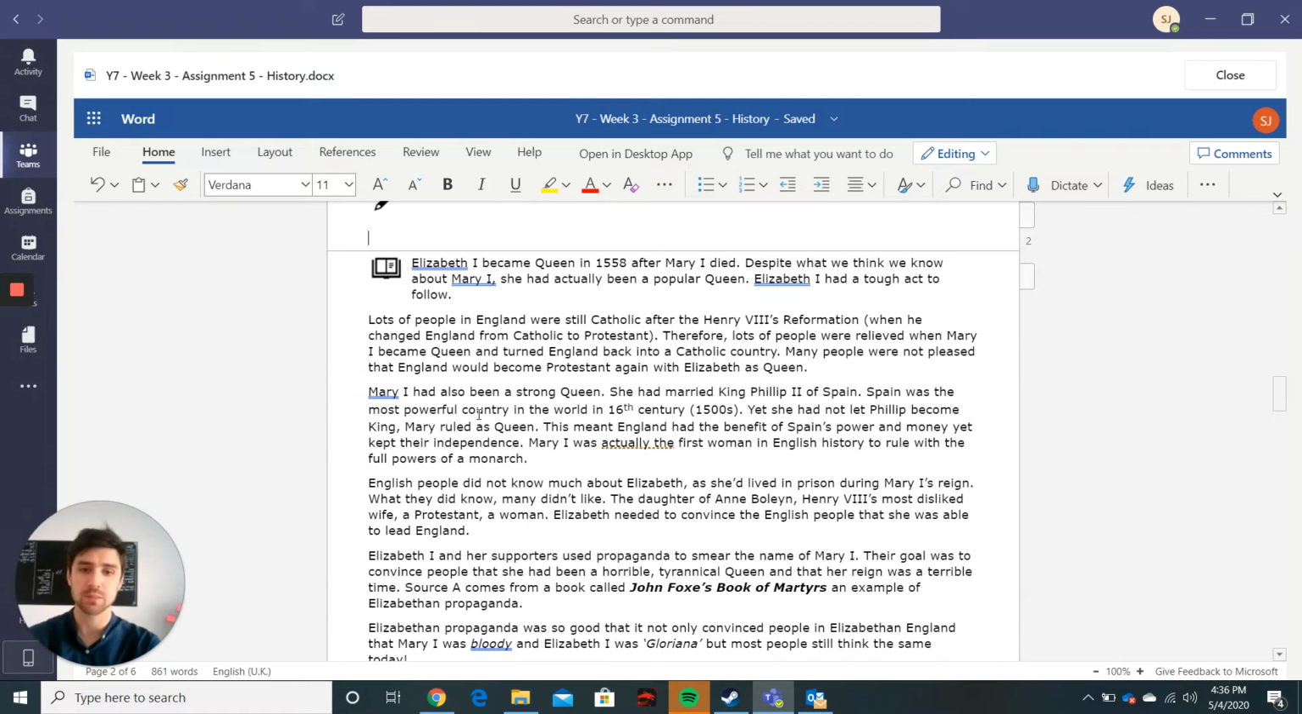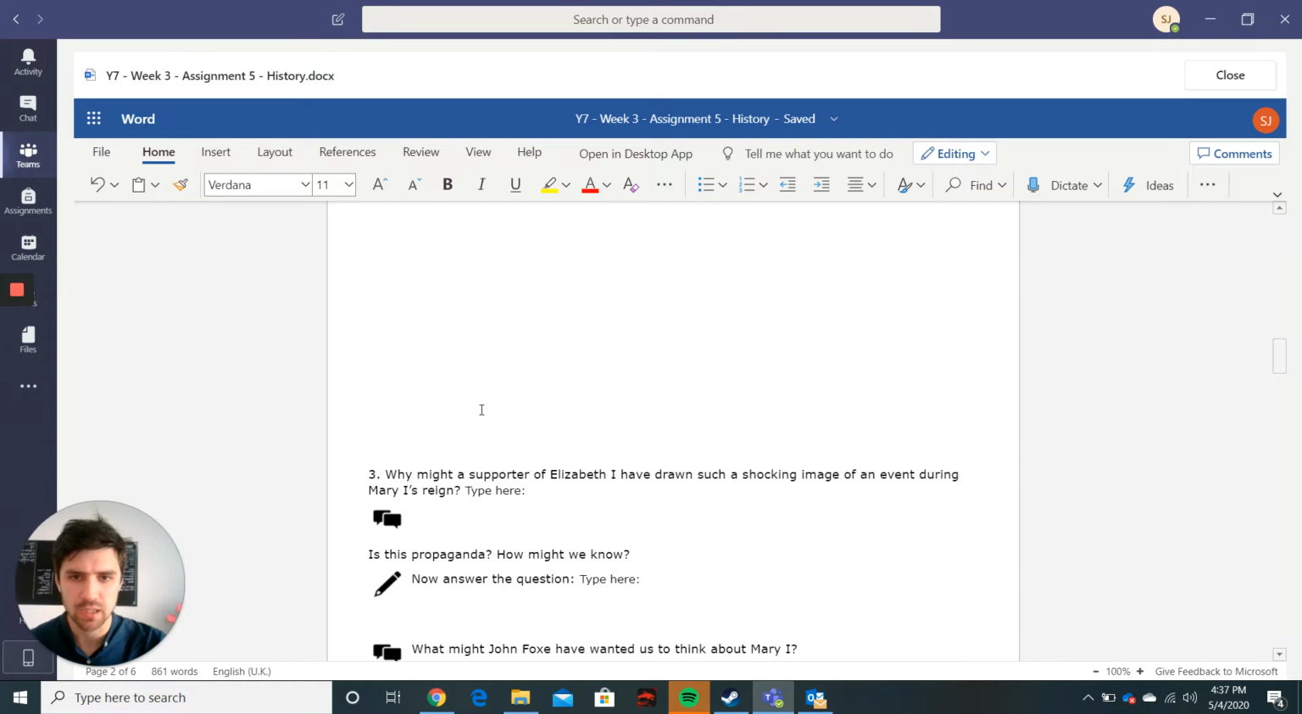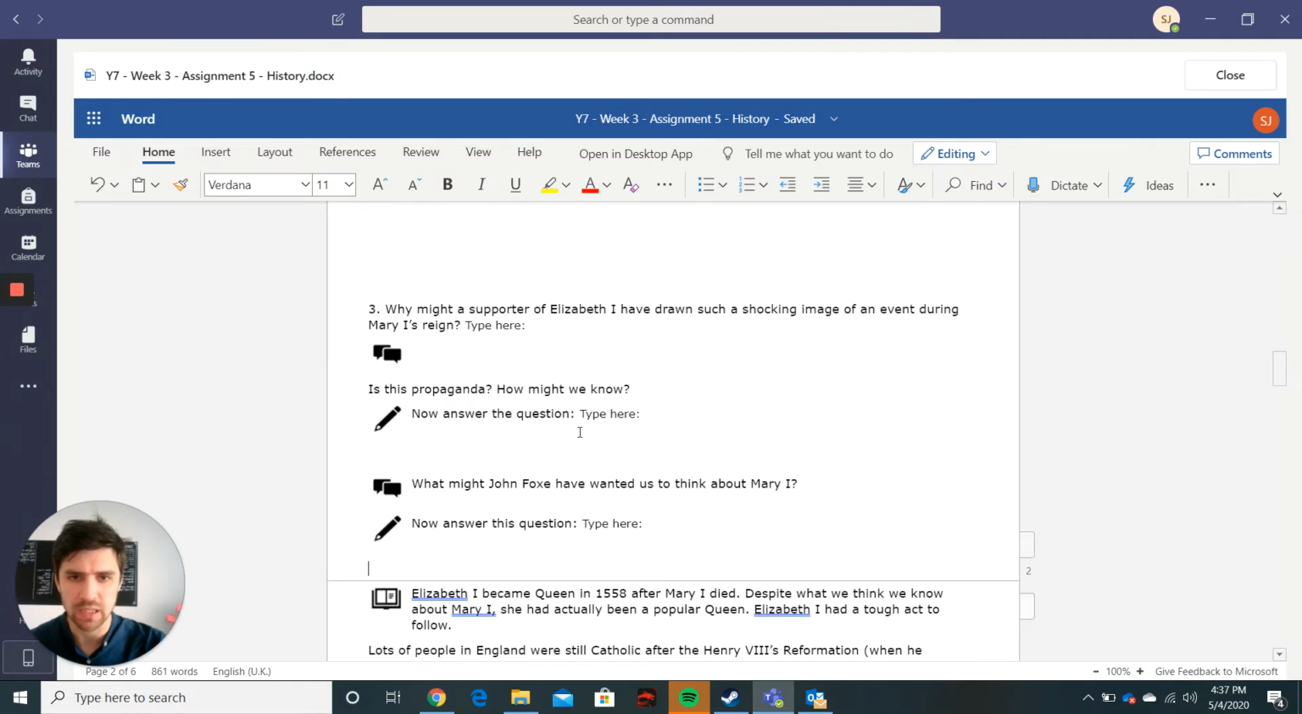Elizabeth I and her supporters used propaganda to smear the name of Mary I. Their goal was to convince people that she had been a horrible, tyrannical, that means nasty and vicious, queen, and that her reign was a terrible time. Source A, that's that gruesome picture we looked at earlier.